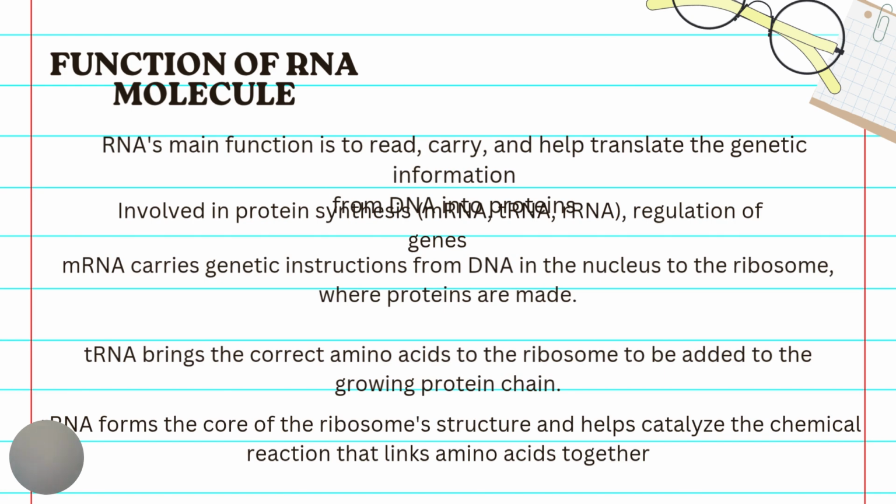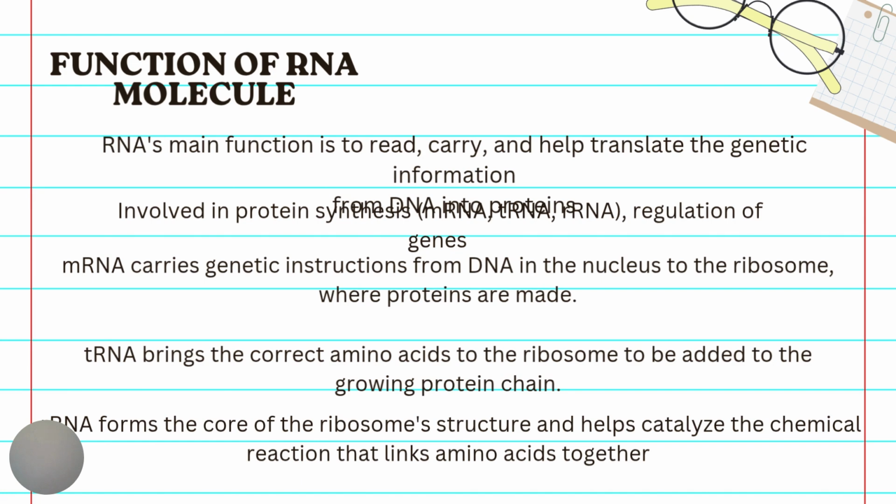mRNA is responsible for carrying the genetic instructions from DNA in the nucleus. This reading and taking of the information happens in the nucleus with mRNA and DNA, and then mRNA will carry it and go to the ribosome. And then tRNA is responsible for bringing the correct amino acids to the ribosome to make the protein that was requested by DNA.